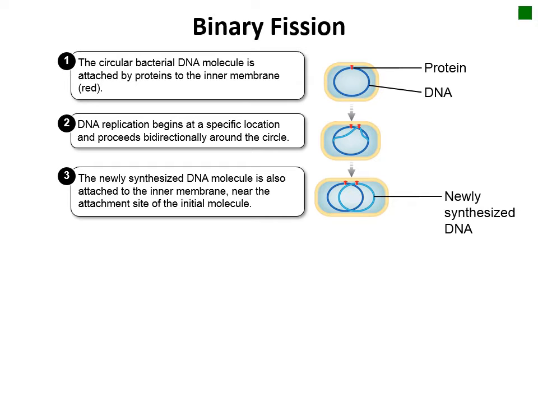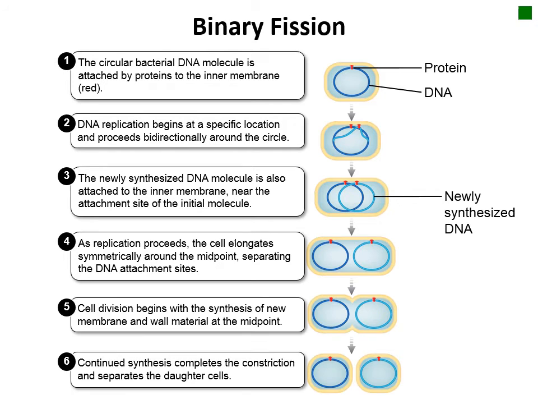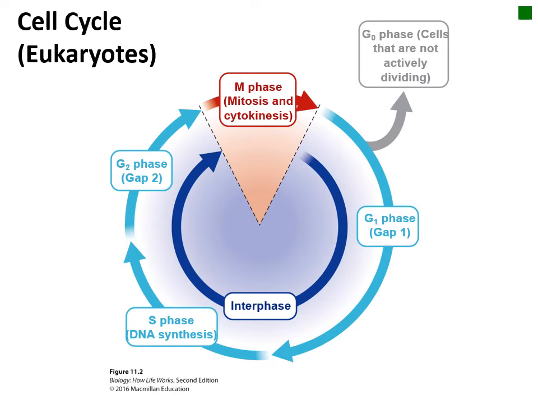As the cell begins to elongate, this pulls the two circular genomes away from each other as their proteins move further away. New membrane and cell wall then begins to be built as the middle of the cell constricts, eventually forming two separate cells. Cell division in eukaryotes proceeds through a number of steps that make up the cell cycle. This is more complicated than binary fission due to the presence of the cell nucleus.